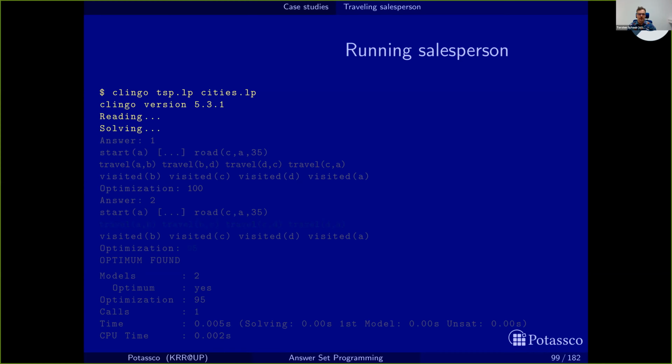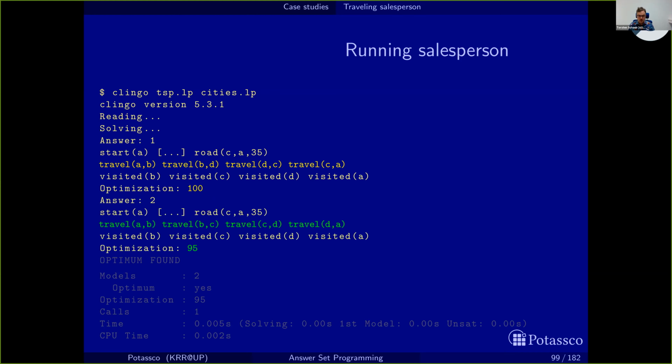It reads it, it solves it, it finds a first solution, and actually it will not stop here. This solution has value 100, and then internally it adds a constraint that says you want to be better than 100. So it looks for a better solution. It finds one with 95. Then it looks for a better solution. It doesn't find one. It knows that the last solution was an optimum, and that's the way it goes.